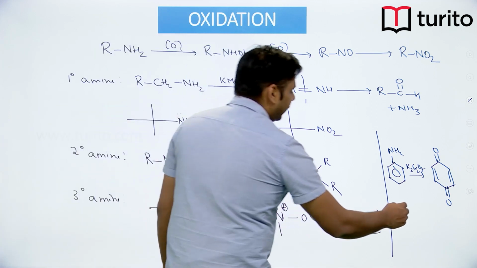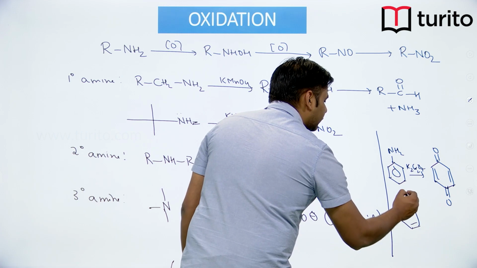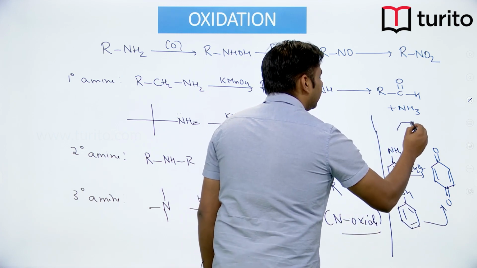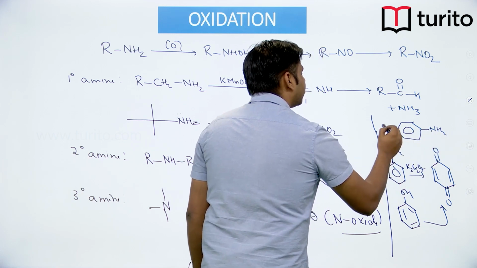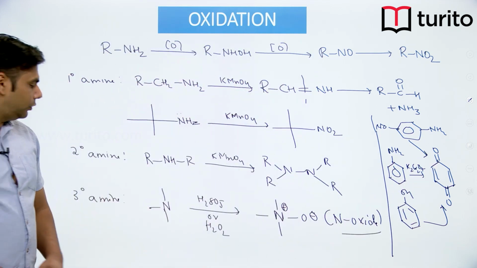So if you are having aniline or you are having a phenol, on oxidation they give benzoquinone. Or if you are having both the groups in the same ring, suppose we are having NH2 and OH, this will also get oxidized into a benzoquinone, okay. So I hope this is clear to everyone.